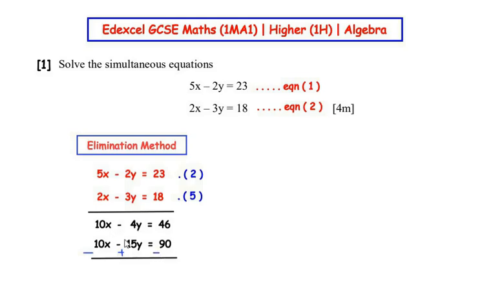Now let us add the terms from both of these equations. Now 10x minus 10x, they will add up to give us 0, so they will cancel out each other. Now negative 4y and positive 15y, they will add up to give us positive 11y is equal to, now 46 minus 90 gives us minus 44.